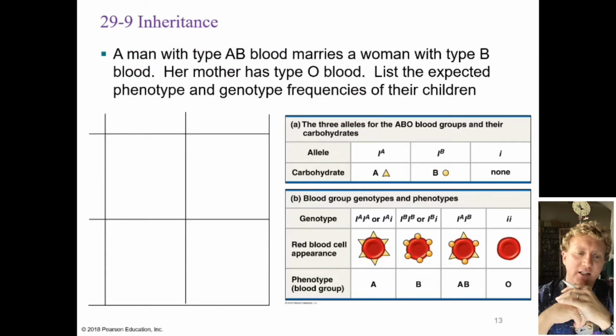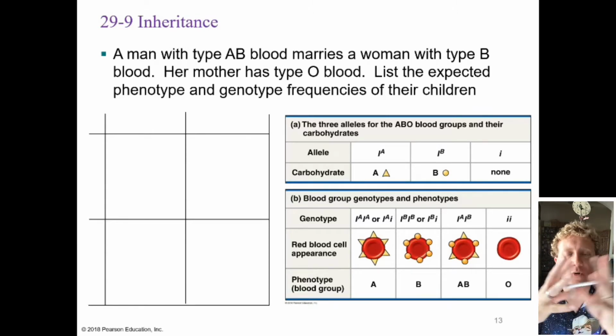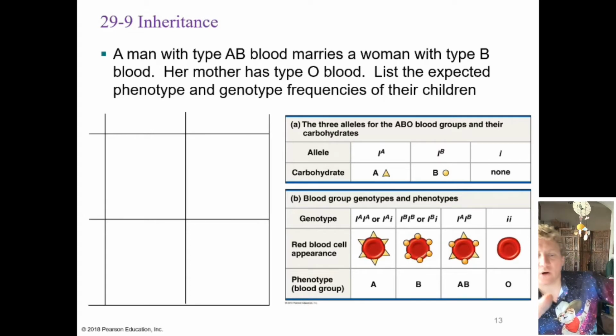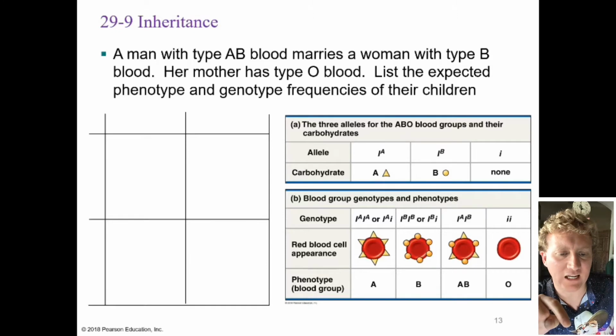So here's my blood type. I've got a man with AB who is going to marry a woman with type B. We know that the mom's mom is type O. We want to list the genotype and phenotype frequency. So we want to list off the possibilities, basically, is what this is saying. Now, the reason why we put mom in there is because we need to know what type of grandma. The reason why we put grandma in there is we want to know what type of B mom is.